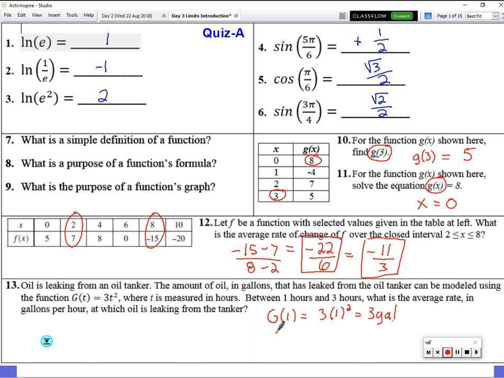We determined that after 3 hours, 27 gallons have leaked. So that means that during the 2-hour period we are interested in, 24 gallons have leaked from the tanker. So on average, we're losing 24 gallons every 2 hours, which means on average we're losing 12 gallons per hour. Either answer is correct because simplification is not required.